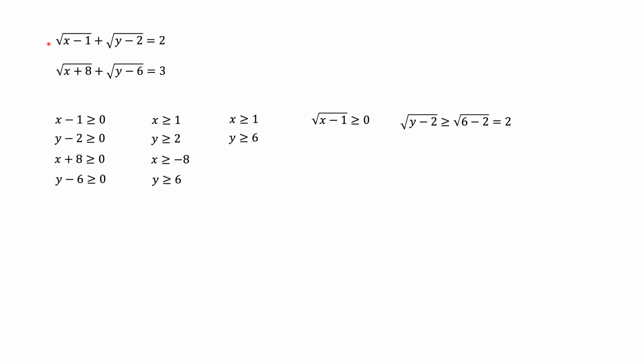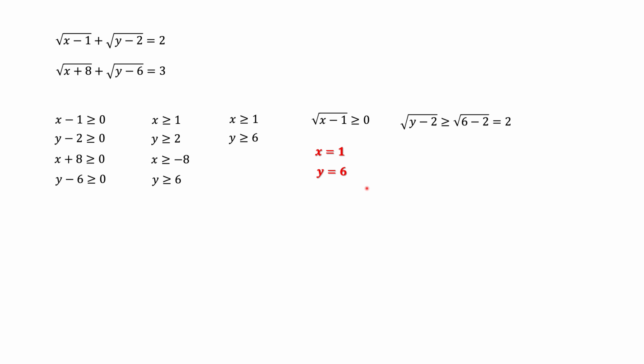One has to be greater or equal than 0, the other has to be greater or equal than 2. And together, their sum should be equal to 2. That's only possible when the first square root is exactly 0 and the second square root is exactly 2. The first square root equals 0 when x equals 1, and the second square root is equal to 2 when y equals 6. Okay? That's really the only solution we have for the first equation.